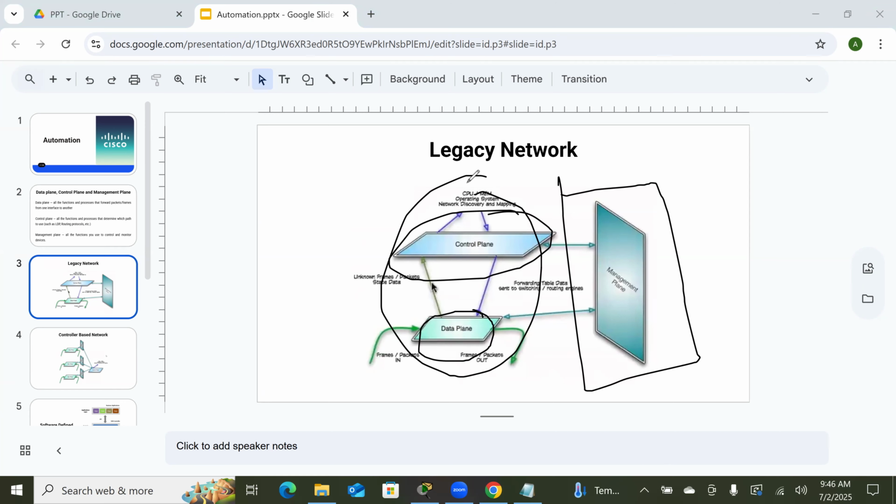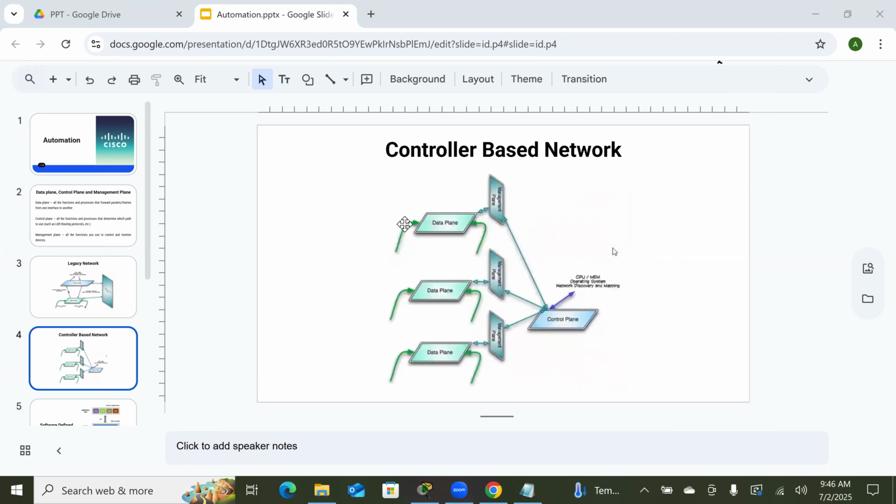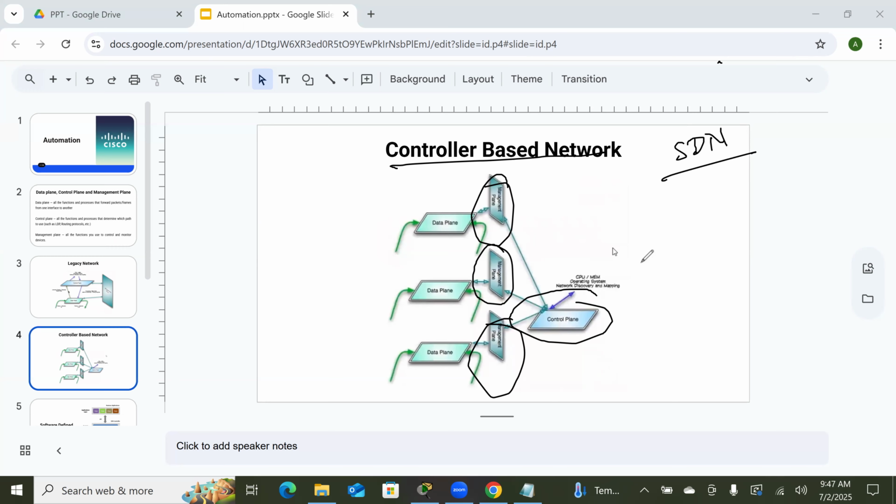But now what we have is totally different. Now for every data plane, we have a separate management plane, and to control all of them, we have a control plane. This is the controller based network, nothing but SDN, software defined network. Centralized, we will have a control plane sending data towards a management plane, so they will manage the data plane. Understood?